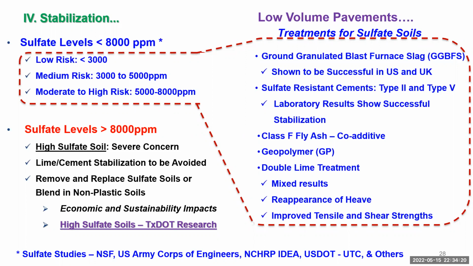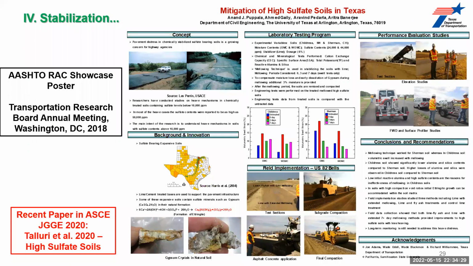And a lot of these studies were funded by the National Science Foundation, Army Corps, NCHRP, US Department of Transportation, and many agencies. So one of our projects with high sulfates, we did with Texas Highways. Texas DOT funded this project. Actually, this is where we looked at lime and fly ash and the extended mellowing. And we concluded from our study that this actually worked very well. Our location is somewhere here in the Sherman area. And we have published quite a bit on this.